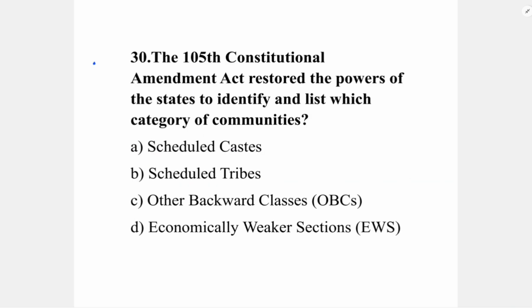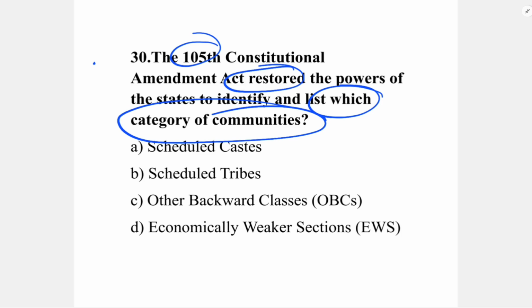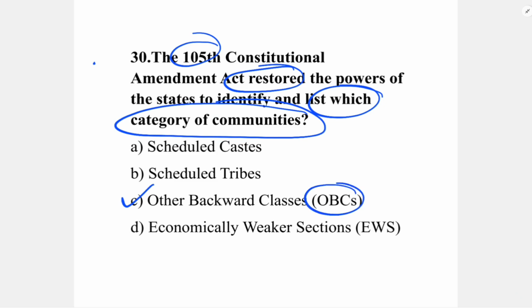Next question. The 105th Constitutional Amendment Act restored the powers of states to identify and list in which category of the communities? Option A, Scheduled Caste. Option B, Scheduled Tribes. Option C, other backward classes. And option D, economically weaker sections. So the correct answer is option C, other backward classes. OBC is also called the socially and economically backward classes, SEBCs.